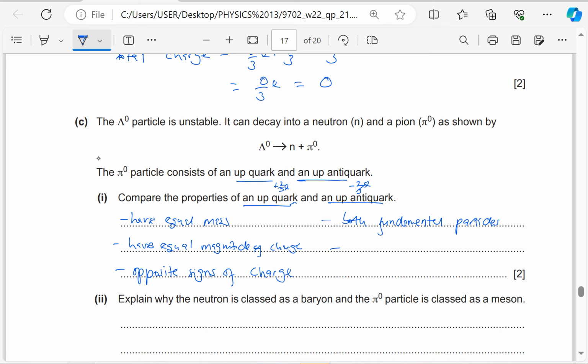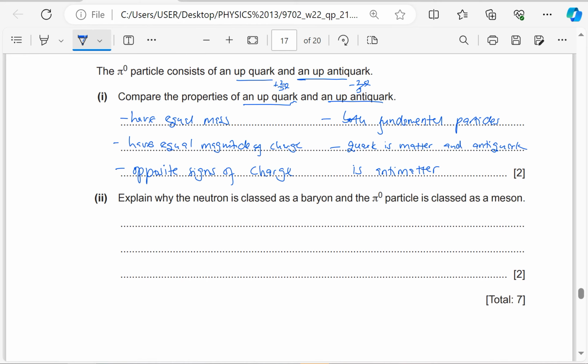Of course, you could also say up quark is matter, antiquark is antimatter. The quark is matter, and the antiquark is antimatter. One is a particle, another is considered to be an antiparticle.